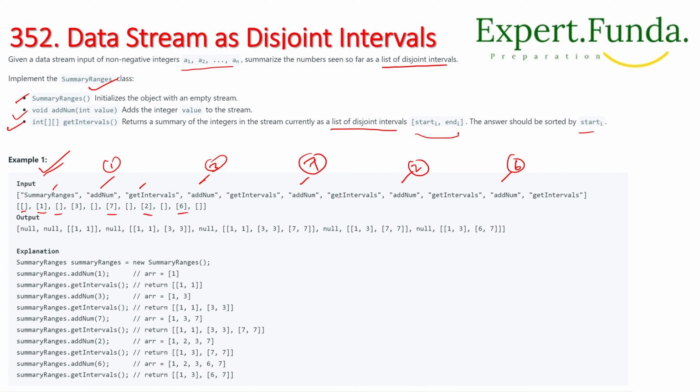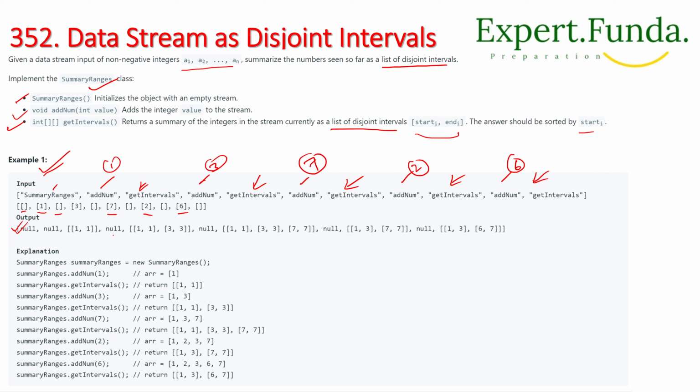I think you got it. After adding each number we have to find the getIntervals, as you can see here. At each addition we have to find the intervals, and once that is done we have to return the output. Okay, so what will be the output?